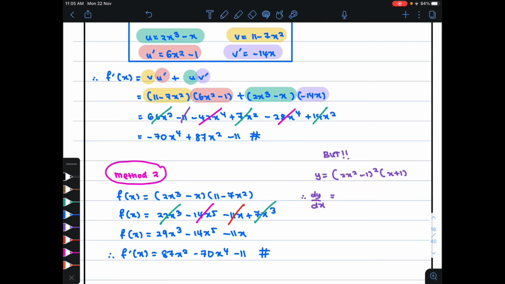But what if you have y equal to (2x squared minus 1) squared times (x plus 1)? How do we find dy/dx for this function? If you try and apply the second method to find dy/dx, this will be harder for you since you need to expand y first before you differentiate. So for this question, it is much easier for you to use product rule.